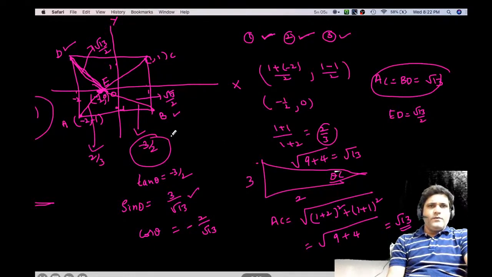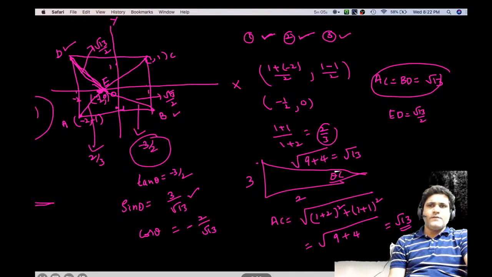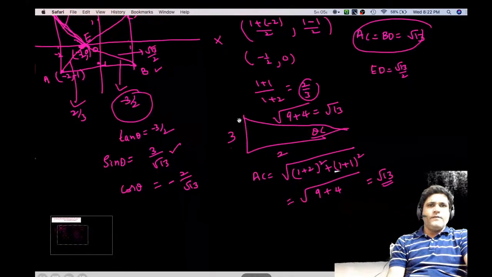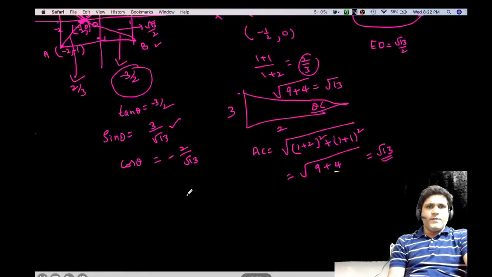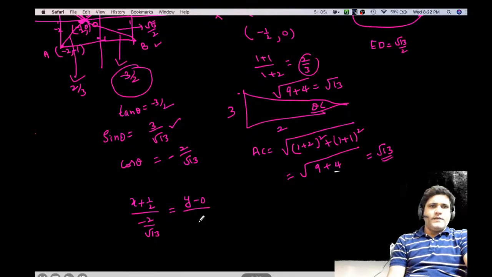Now here we know the R also, the distance between the fixed point and the variable one. Now you can use the parametric equation of the straight line to find the variable points, that is B and D points. Therefore the fixed point is minus 1 by 2 comma 0. Therefore from the parametric equation of the straight line, x minus of minus 1 by 2, that is x plus 1 by 2, over cos theta, that is minus 2 by root 13, is equal to y minus 0 over sin theta. What is sin theta? 3 by root 13, is equal to R, the distance between the fixed point and the variable point.